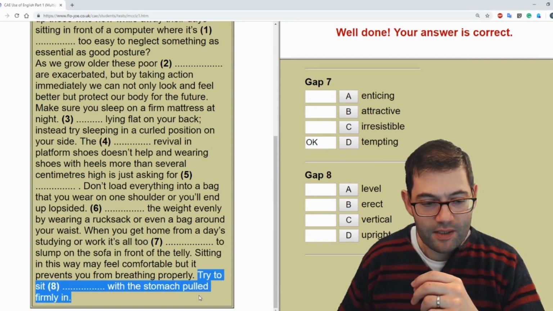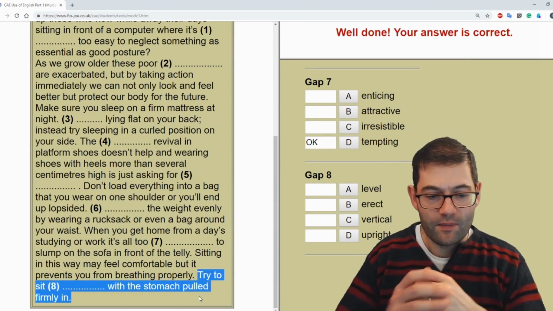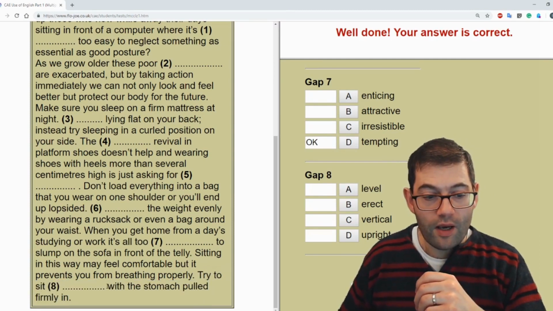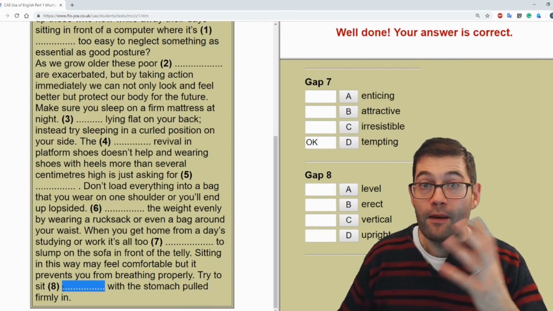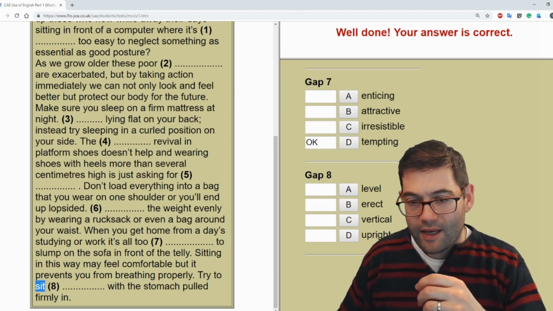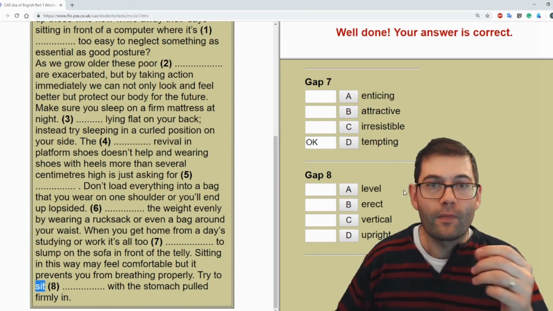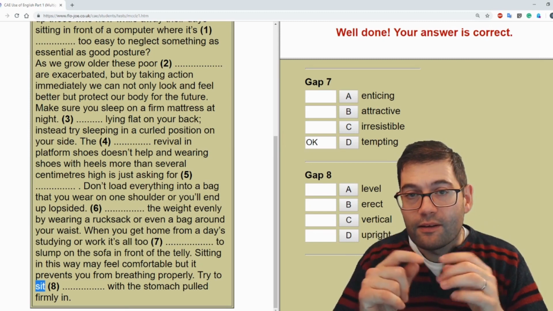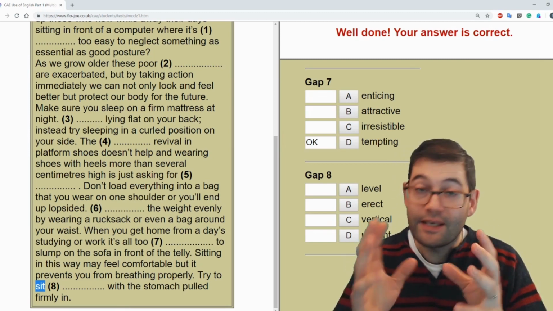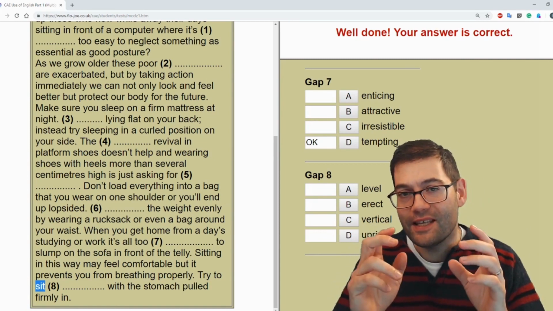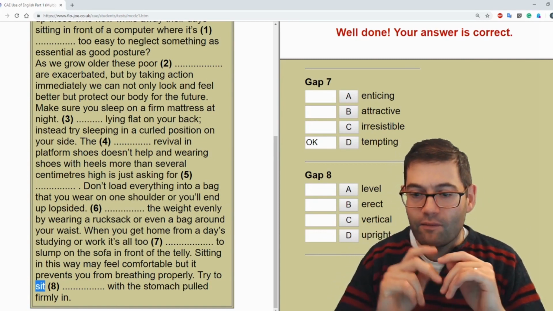And then we've got the last question here. Try to sit something with the stomach pulled firmly in. Now, what kind of word do we need here? What we need here is an adverb, because this adverb modifies this verb to sit. And if we have a look at the answers, there are 3 adjectives, but 1 adverb. And this adverb can be an adjective as well. So, but which of these adjectives is the only adverb?